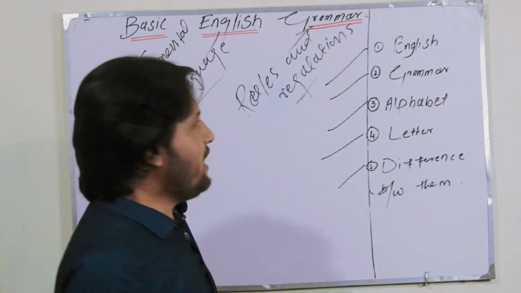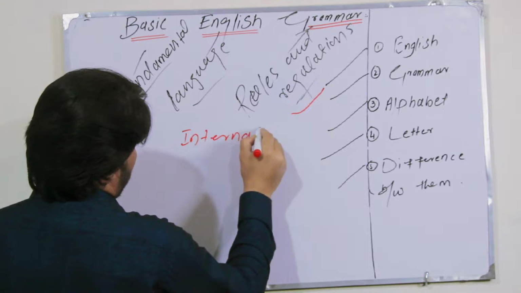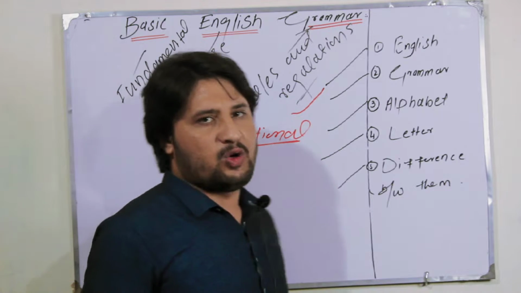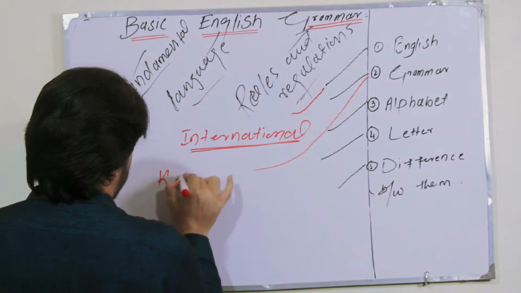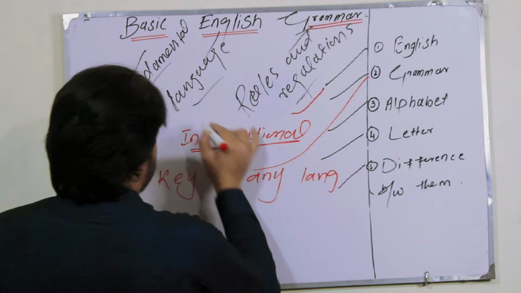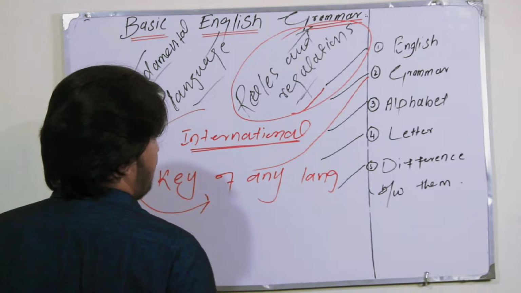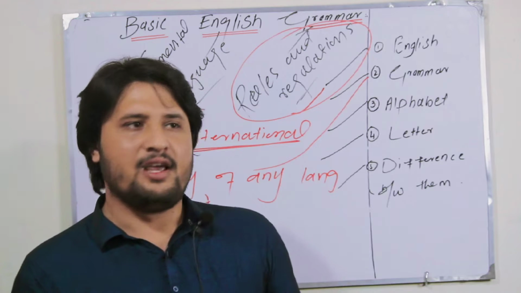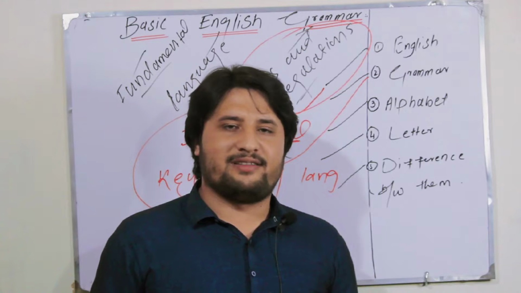So basically English is just a language, but an international language which is spoken all over the world. Now coming towards grammar, it is also called the key of any language. As I already told you, it is the set of rules and regulations, and along with that we can say it is the key of any language. If you learn the rules and regulations of anything, you will be the master of that particular thing. So here is the case with English. If you know the rules and regulations of English, there will be no problem regarding this.